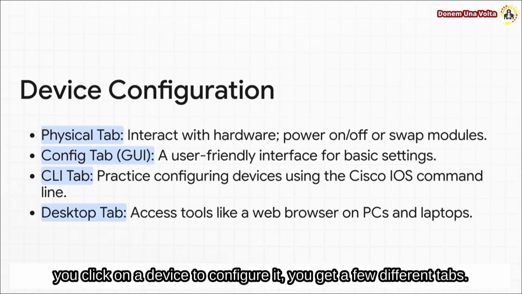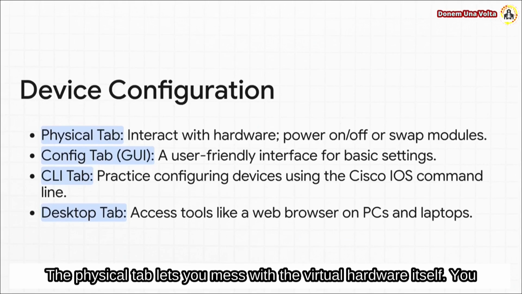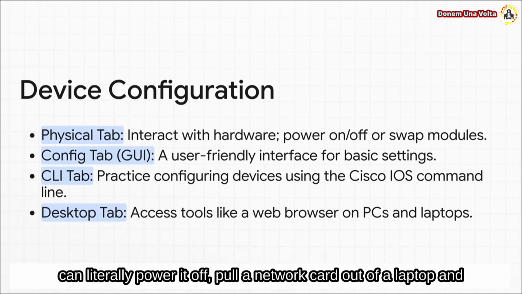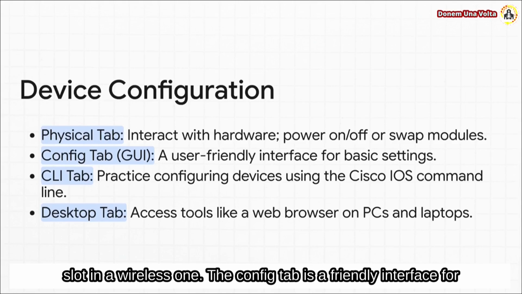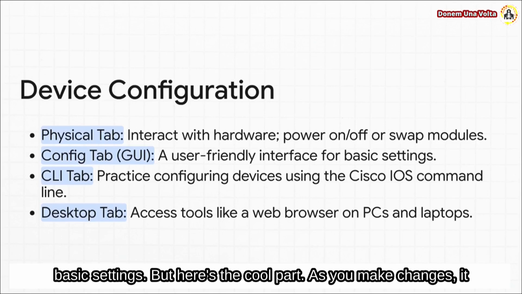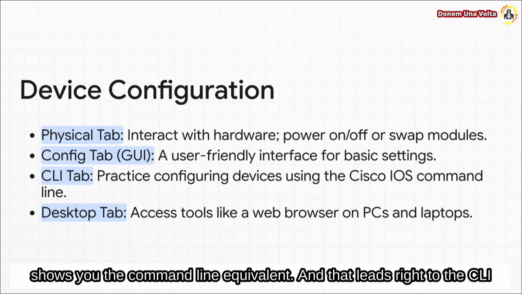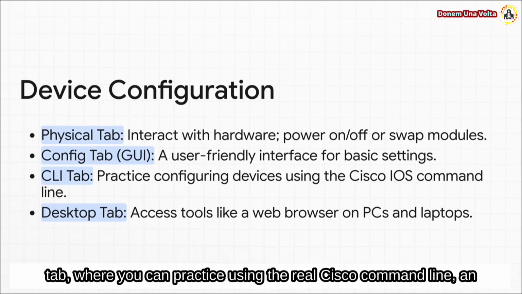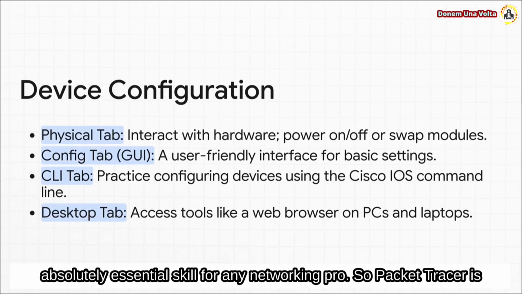Now, when you click on a device to configure it, you get a few different tabs. The physical tab lets you mess with the virtual hardware itself. You can literally power it off, pull a network card out of a laptop, and slot in a wireless one. The config tab is a friendly interface for basic settings, but here's the cool part. As you make changes, it shows you the command line equivalent. And that leads right to the CLI tab, where you can practice using the real Cisco command line, an absolutely essential skill for any networking pro.